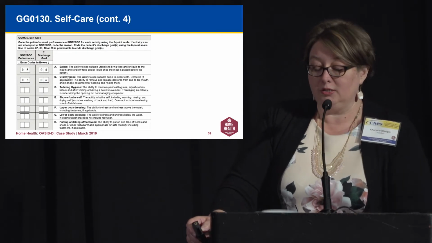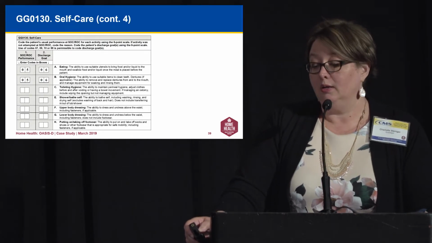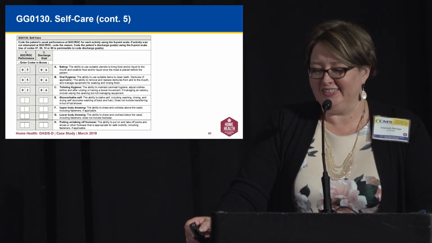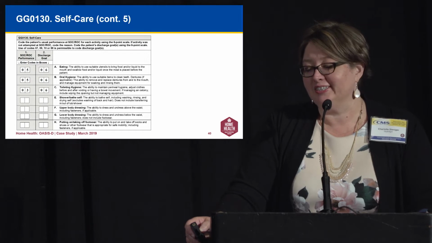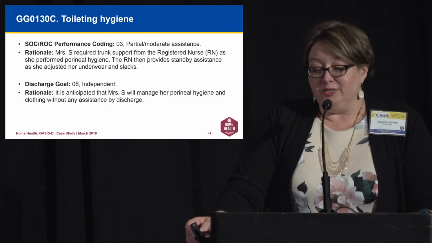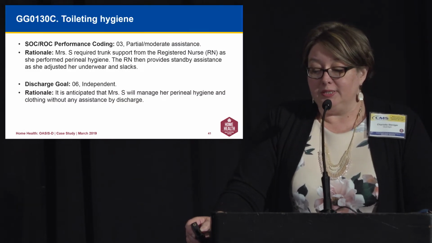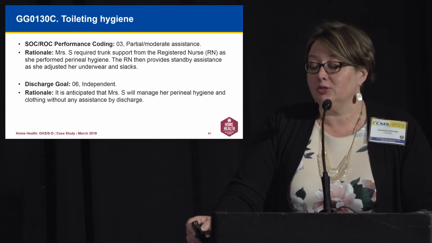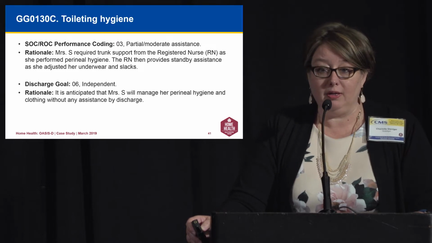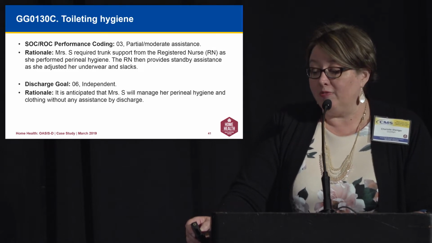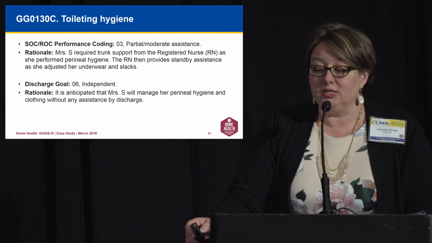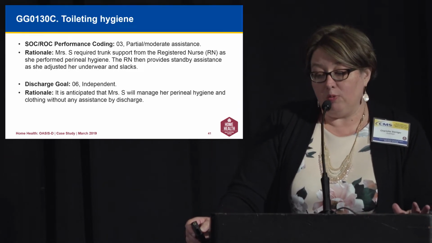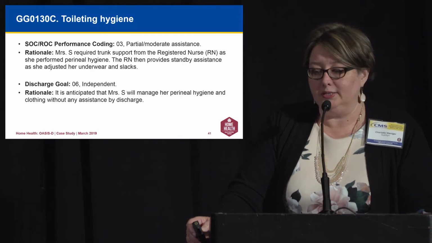Okay, so now we'll move on to toileting hygiene. And those answers are 0.3 and 0.6. So 0.3 performance, this is partial moderate assistance. Mrs. S required trunk support from the registered nurse as she performed her perineal hygiene. Then the RN provided standby assistance as she adjusted her underwear and slacks, okay? So she did require some trunk support.